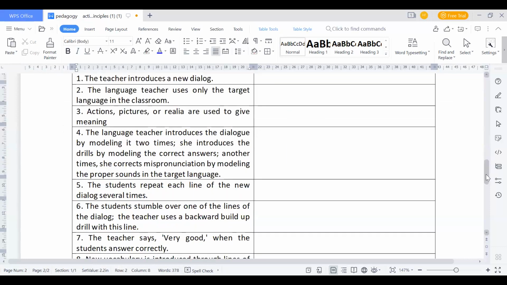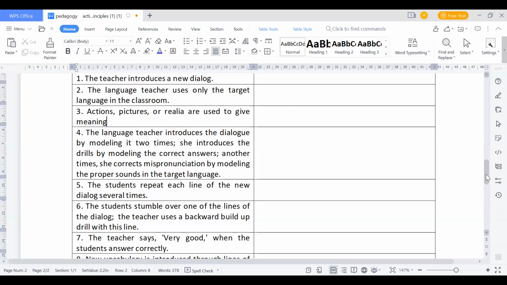The language teacher introduces the dialogue by modeling two times. She introduces the drills by modeling the correct answers. Another time, she corrects mispronunciation by modeling the proper sounds in the target language. You can say here, repetition is a technique, drilling is a technique, and at the same time, the teacher is a role model for the students to imitate. And pronunciation is important and corrected. And the teacher is the role model for pronunciation.